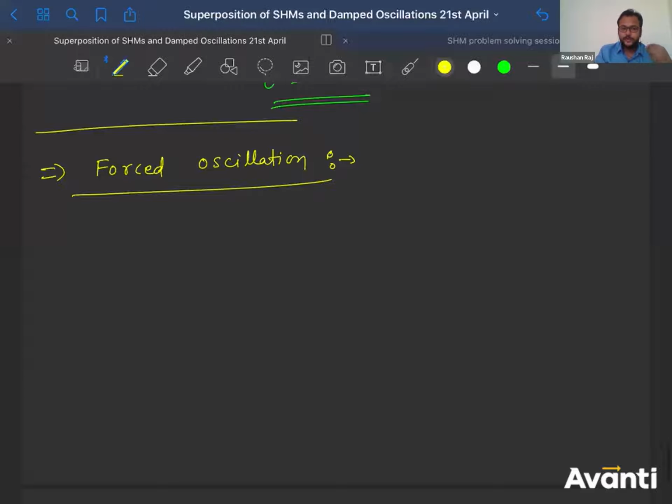If somebody asks you what will be the general equation for this, normally for a damped oscillation, it will be like this: minus Kx minus bv should be equal to the net force, right? This is how we write the damped oscillation. But instead of having only Kx and bv, now there will be an external force that will be given. Let us say the force given to the oscillator is F0 sine of some other frequency, let's say, omega double dash t.